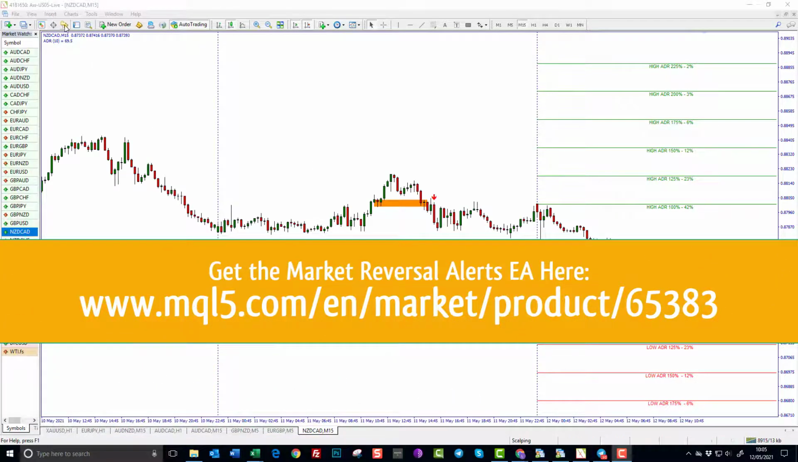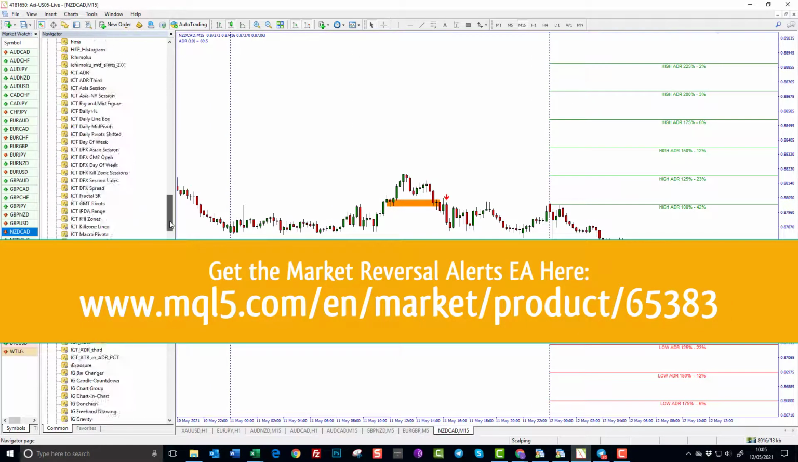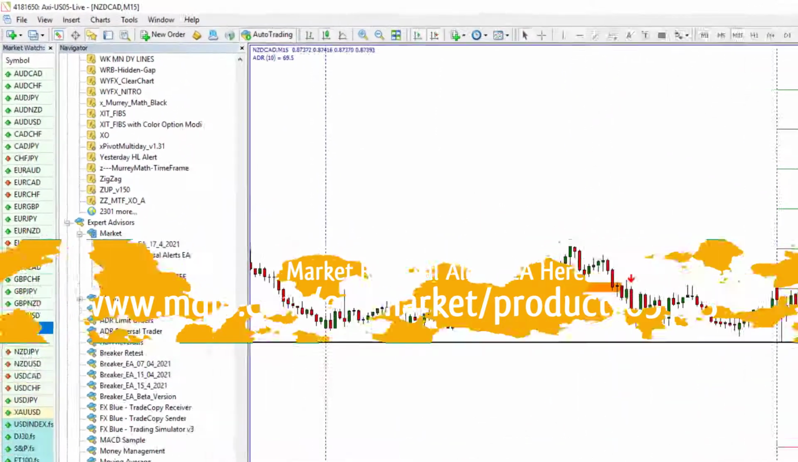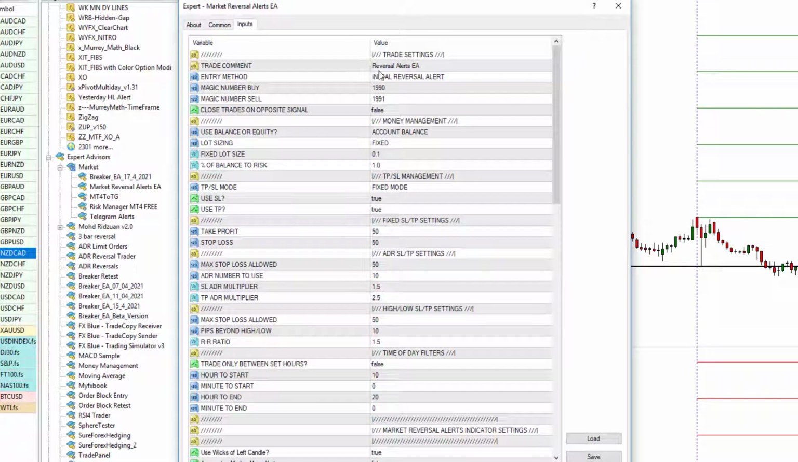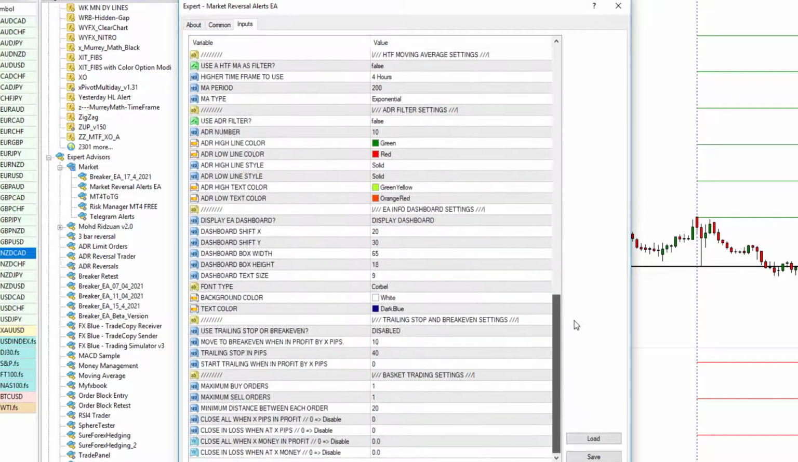And the EA you can basically put onto your chart and use to take entries automatically for you. So if I stick this onto the chart now, you'll see that we've got lots and lots of settings here. This is basically an automation system for the Market Reversal Alerts Indicator. There's another video on YouTube and on the website if you want to find out more information about the EA and how it works. But we have a setting in here called ADR Filter Settings.